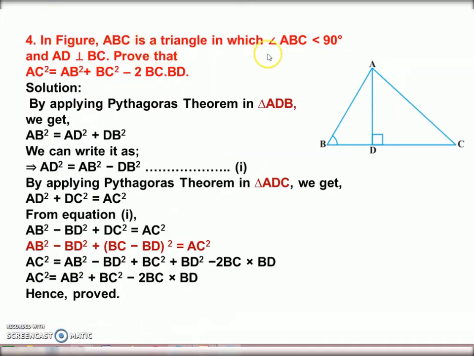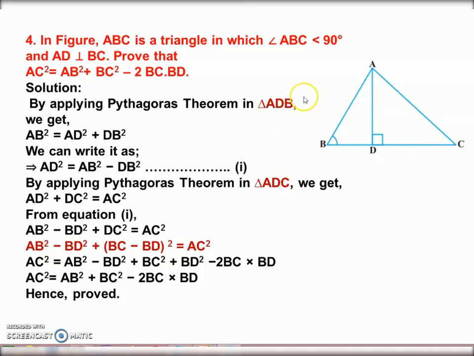So, triangle ABC in which angle ABC is less than 90 degrees, an acute angle. AD is perpendicular to BC. So the altitude is this time inside the triangle. You have to prove AC square is equal to AB square plus BC square minus 2 BC BD.